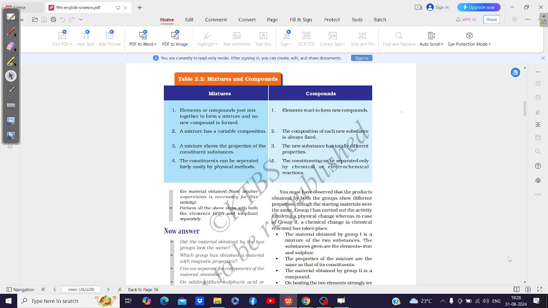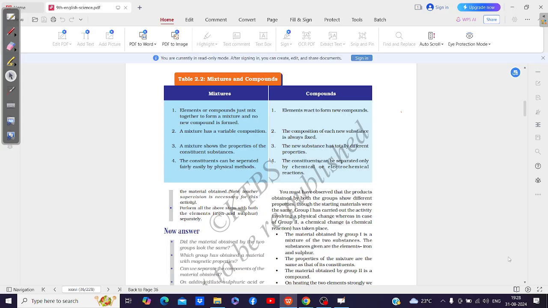In mixtures, the constituents can be separated fairly easily by physical methods. In compounds, the constituents can be separated only by chemical or electrochemical reactions. In group A, we have iron filings along with sulfur powder. Can we separate the constituents by physical methods? By filtration, we can separate sulfur powder and iron filings. Or else by magnet, yes, we can separate it.